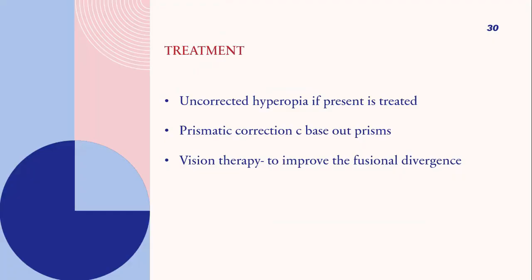So I would like to conclude that in many of these fusion and vergence disorders, when you do the testing, you may find some abnormal values, but you need not treat all patients. Only patients who are symptomatic and who have vision problems have to be addressed with appropriate therapy.